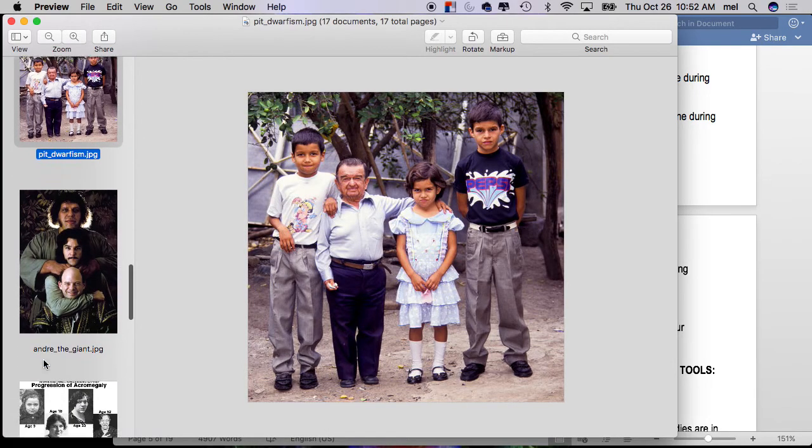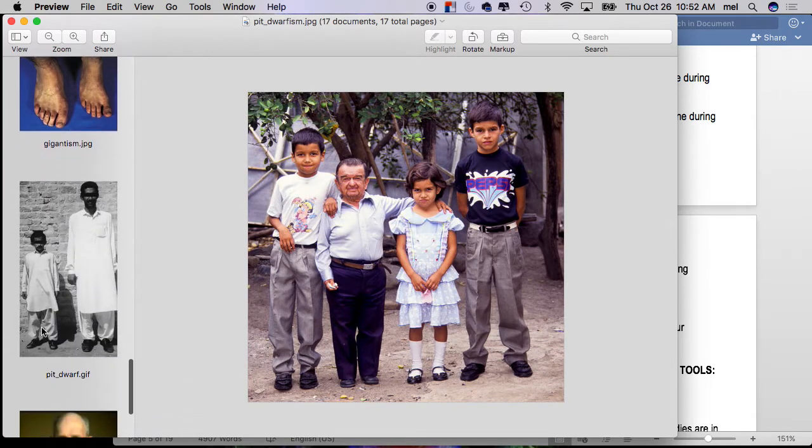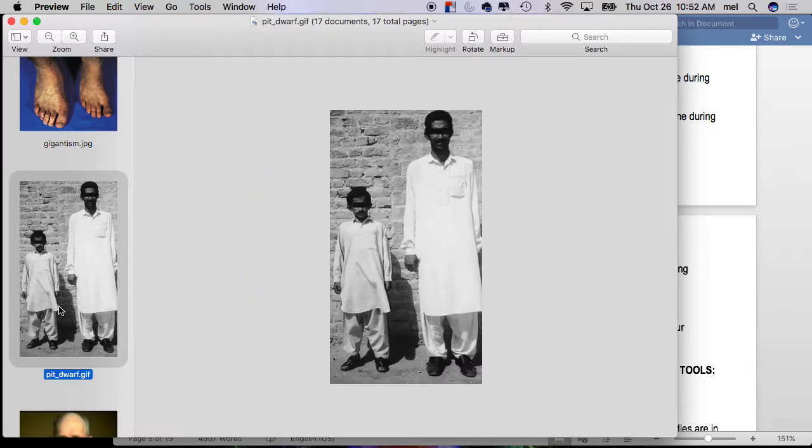Here's another picture of pituitary dwarfism. These two are brothers. Notice that unless you had something for scale, you might not even be able to tell that the man on the left was a dwarf, right? Because his proportions are all pretty much the same. I mean, he's small, but you might not be able to tell that he had dwarfism.